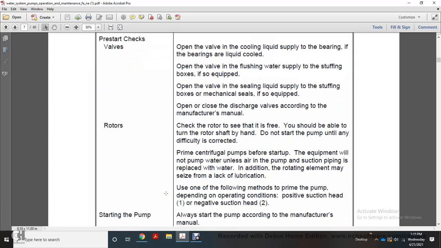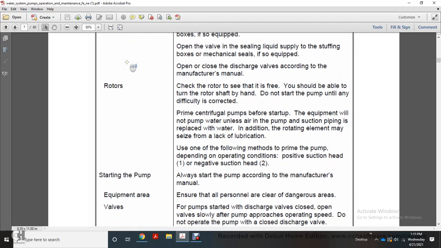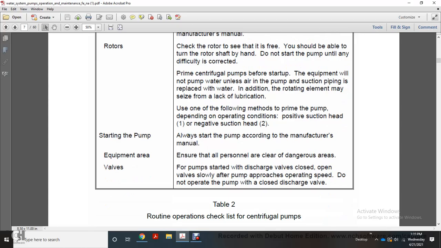Priming: centrifugal pumps must be primed before starting. Do not start the equipment dry. Release all air from the pump and suction piping and replace it with water. Without water, the rotating element may seize due to lack of lubrication. Use one of the following methods to prime the pump depending on operating conditions: positive suction head and negative suction head. Starting the pump: always start the pump in accordance with the manufacturer's manual.